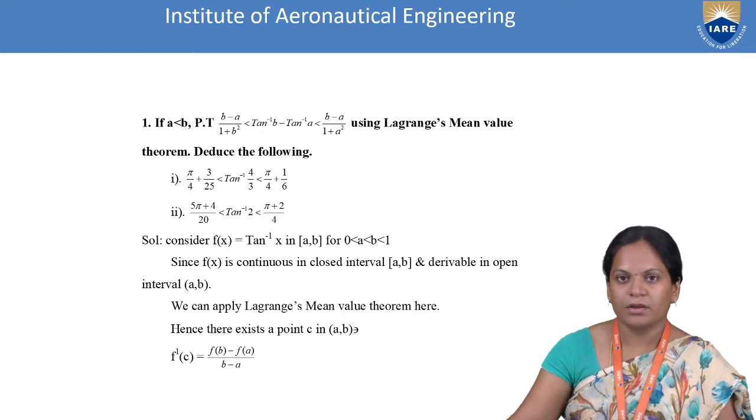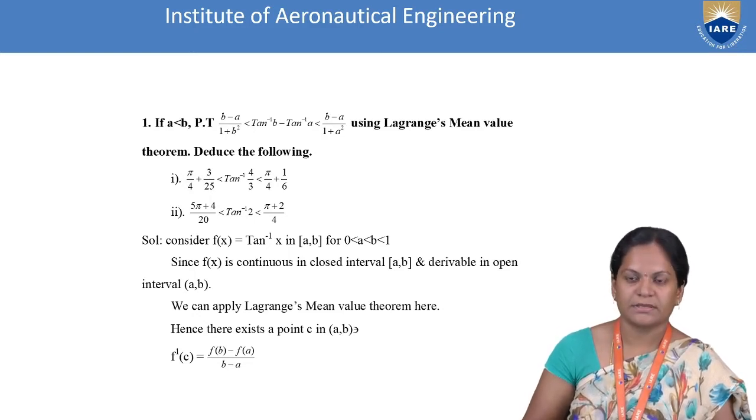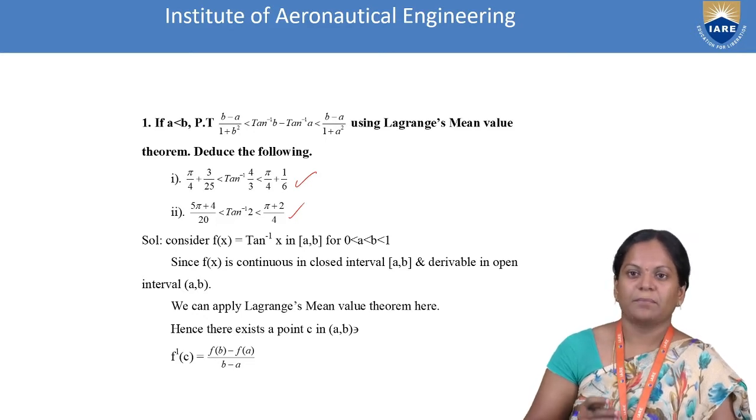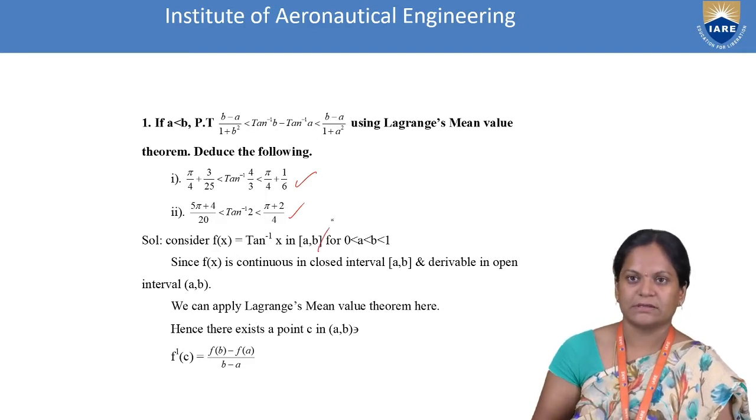So here we have one inequality, that is b minus a by 1 plus b square less than tan inverse b minus tan inverse a less than b minus a by 1 plus a square, using Lagrange's mean value theorem. By using the condition, we can find these two deductions also. First, take the function. In the previous session, f of x and the intervals were directly given. But here, what is f of x? f of x is tan inverse of x, and the given interval is a general interval, that is a, b.